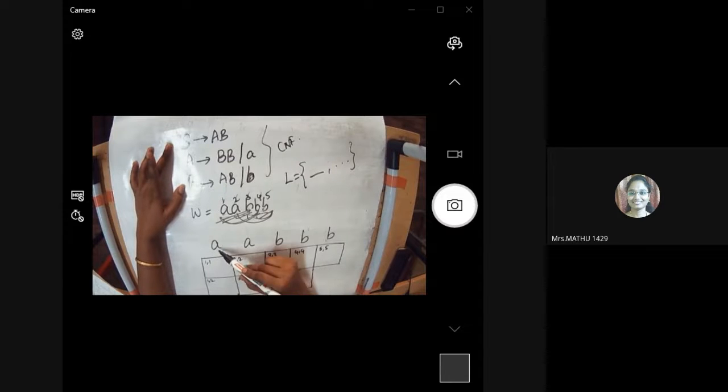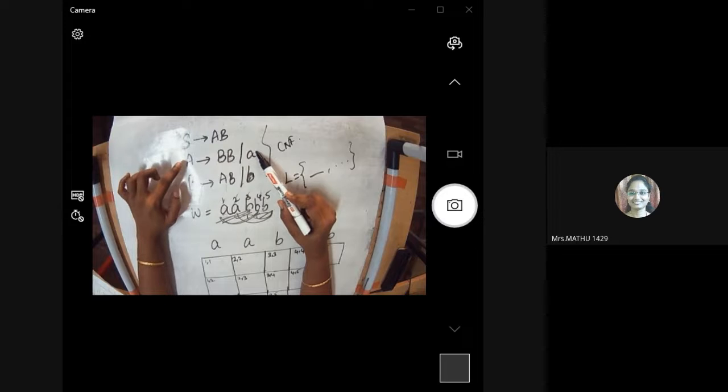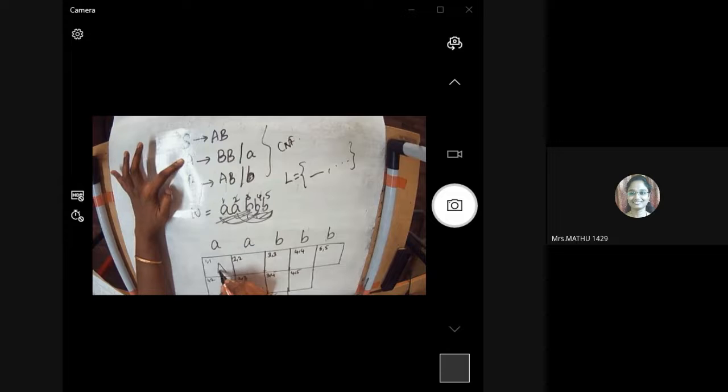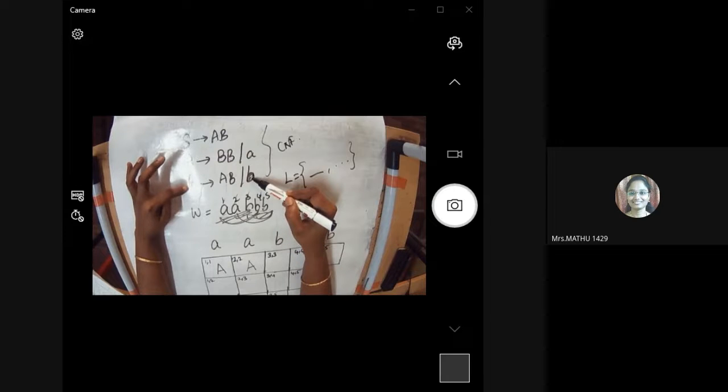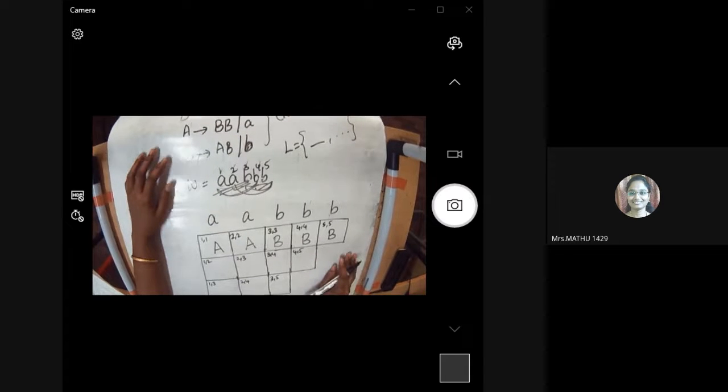The substring given is A. You check in the grammar whether A is generated by any variable. We have a production like that: A gives small a. So this a is generated by the variable capital A, and you can put it in this particular box. Similarly, next also again small a, so again capital A. Then comes small b, which is generated by the variable capital B. So for all these you can write capital B.